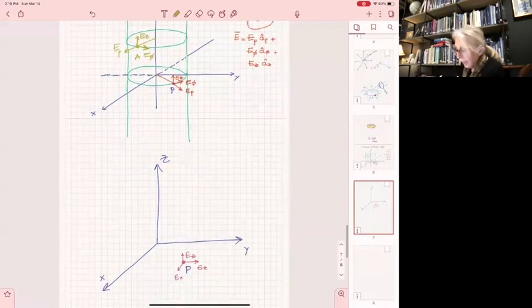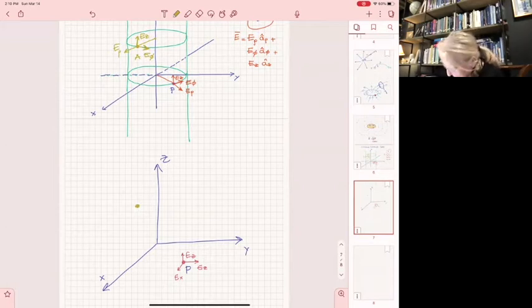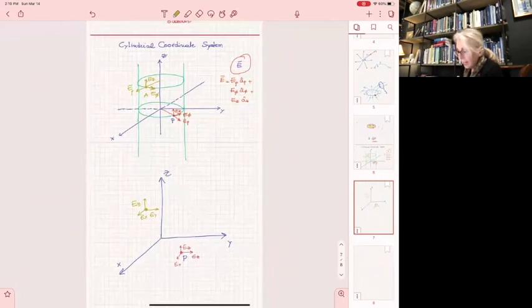Okay, now I find the same point A here, and then I write the 3 components, but in the X, Y, and Z system: X, Y, and Z. In all 3 cases, the total field is the same.